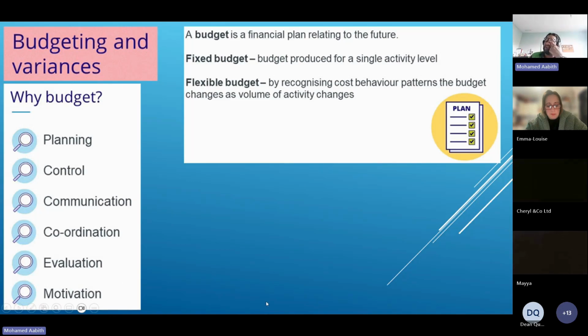One of them is a fixed budget. A fixed budget is something that does not change. It's for one single activity level. They give you a budget, that's it.